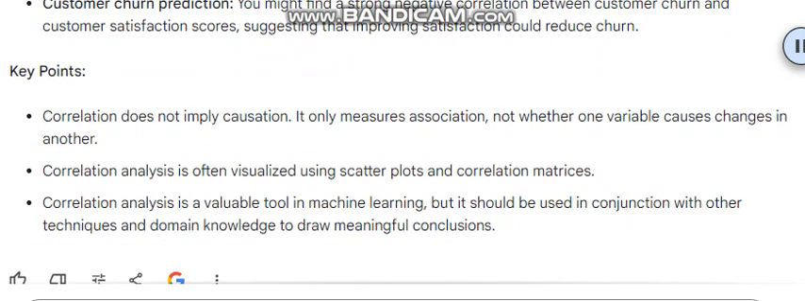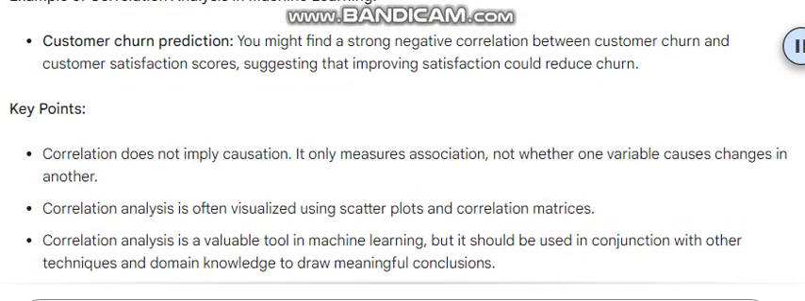Key points. Correlation does not imply causation. It only measures association, not whether one variable causes changes in another. Correlation analysis is often visualized using scatter plots and correlation matrices. Correlation analysis is a valuable tool in machine learning, but it should be used in conjunction with other techniques and domain knowledge to draw meaningful conclusions.